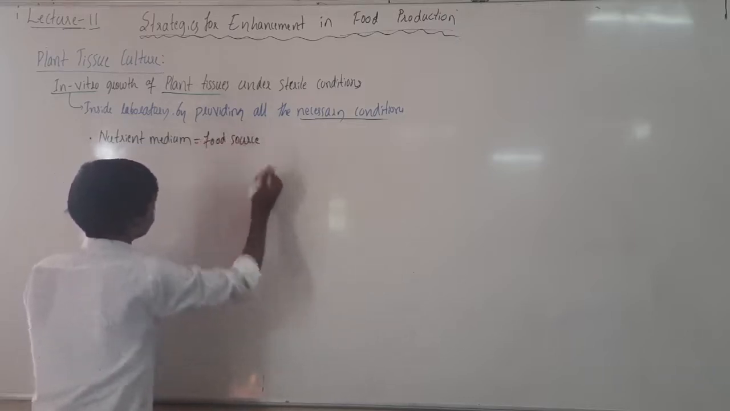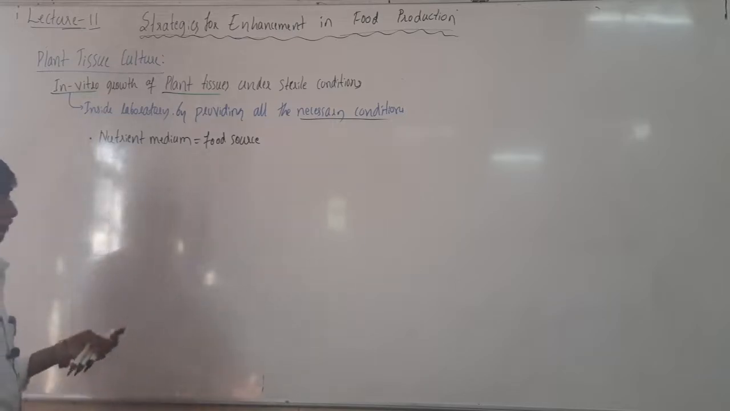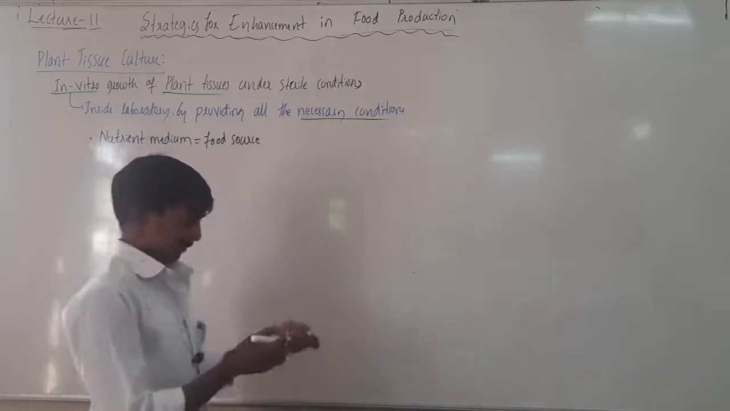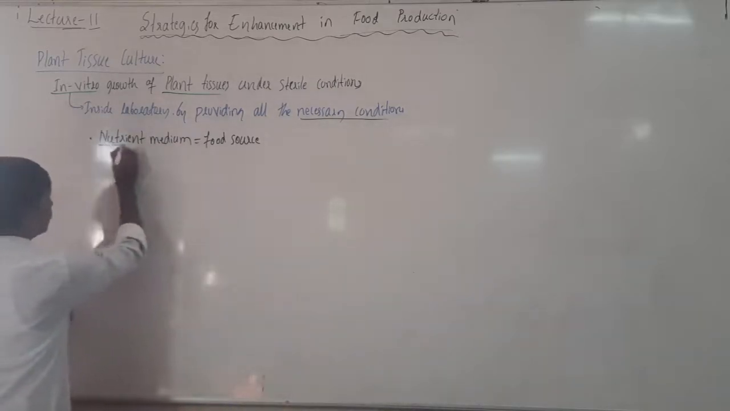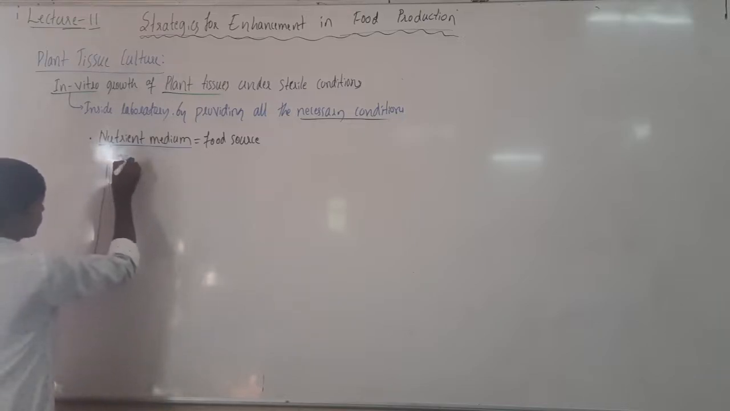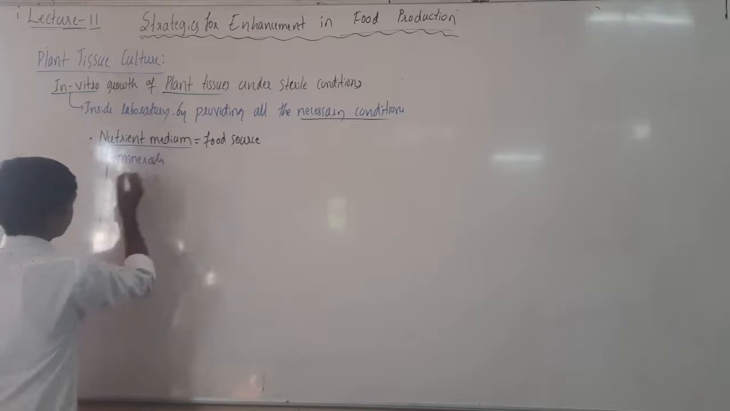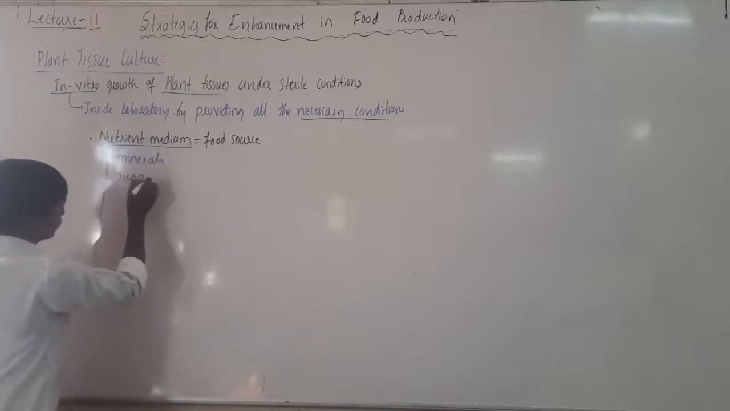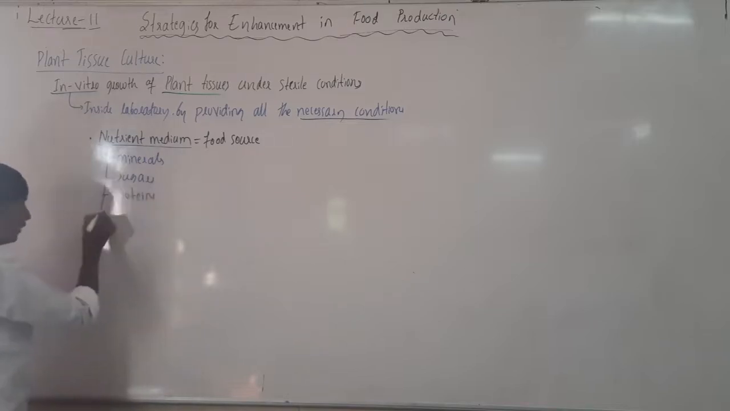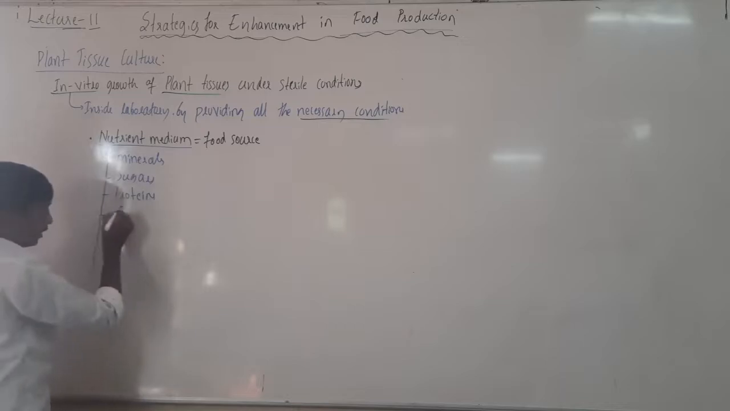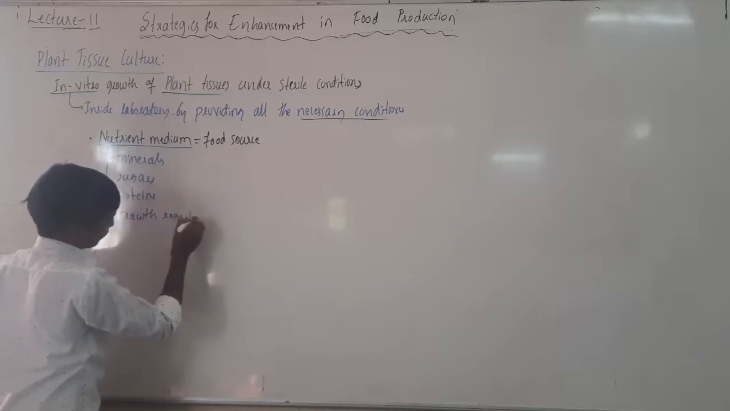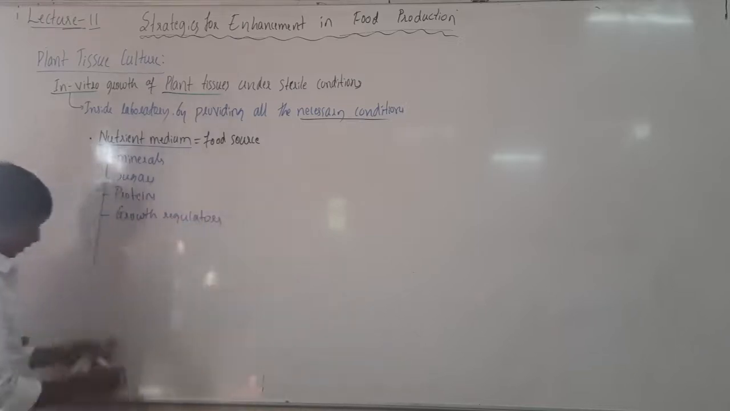That food source must contain carbohydrate, lipid, vitamins, etc. Also, the nutrient medium must contain many more resources. Better we shall mention them: minerals, sugars, proteins. Along with that, it should mainly contain the growth regulators.